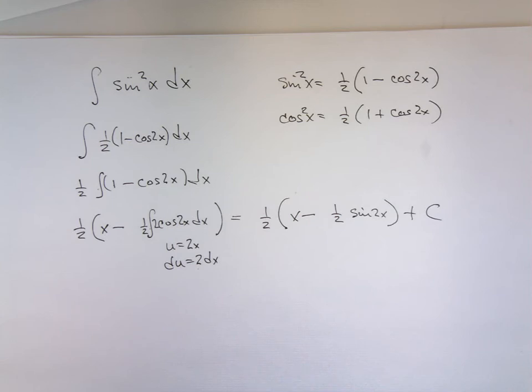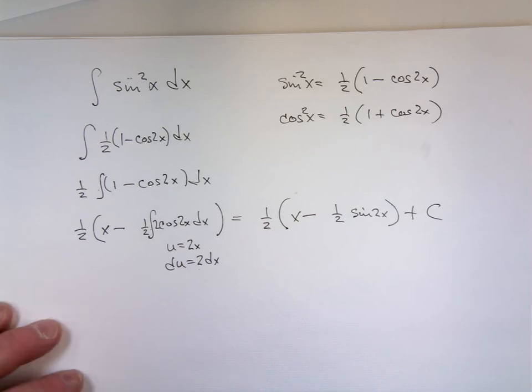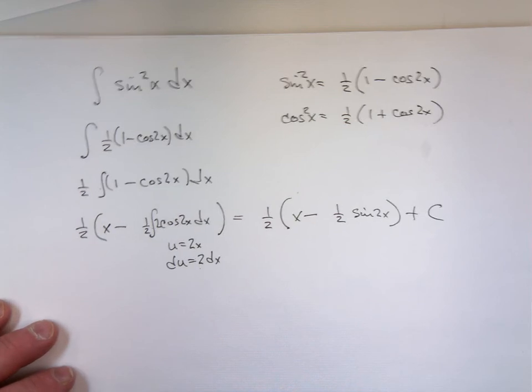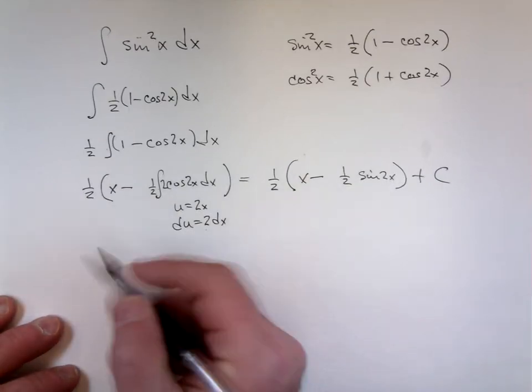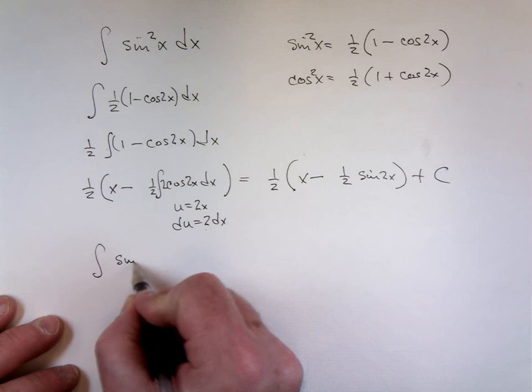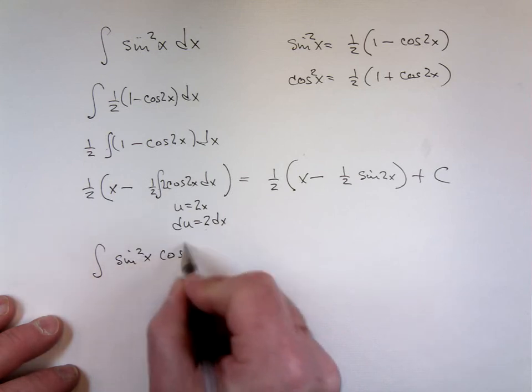Now, the final integral here. Suppose you have both of them in the same integral and they're both even. Suppose you have this. This is nasty now.